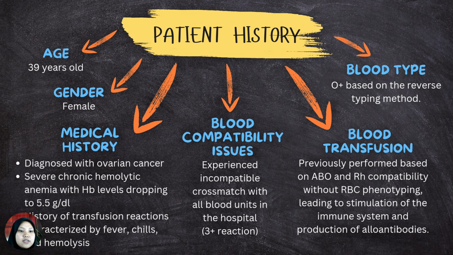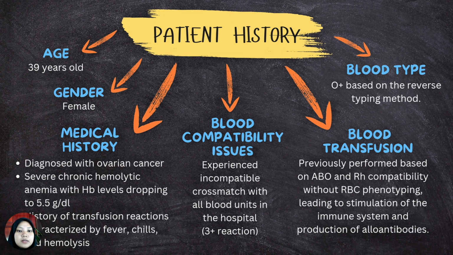These are all the patient history. The patient is female, 39 years old. The medical history shows she was diagnosed with ovarian cancer, and she has severe chronic hemolytic anemia with hemoglobin levels dropping to 5 g per dL. She also has a history of transfusion reactions characterized by fever, chills, and hemolysis.